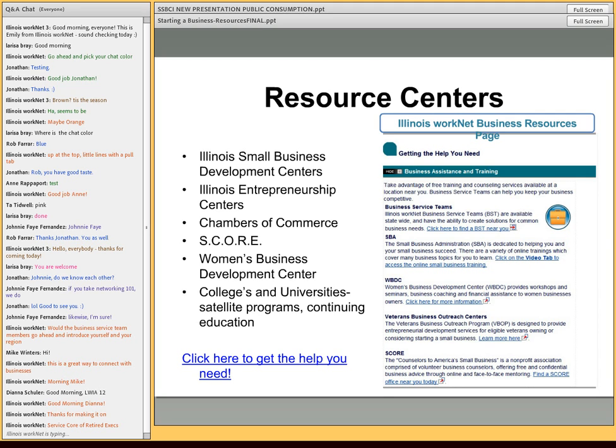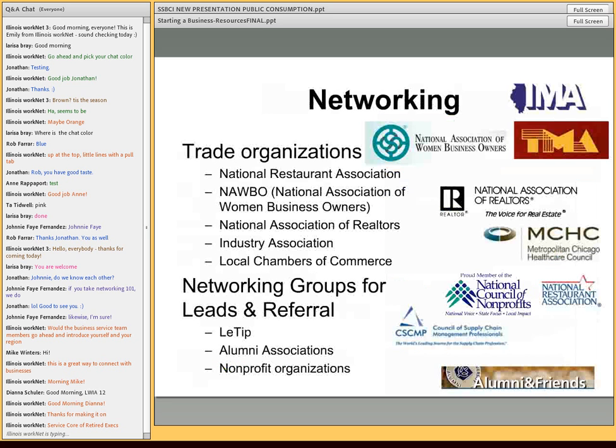They might have an entrepreneurship center. They might have an Illinois Small Business Development Center. But they also have satellite programs. You don't have to go and get an MBA. You don't have to go back and get another undergraduate degree. You can go to colleges and universities and do an online program or a continuing education type of program to educate yourself in different aspects of business.